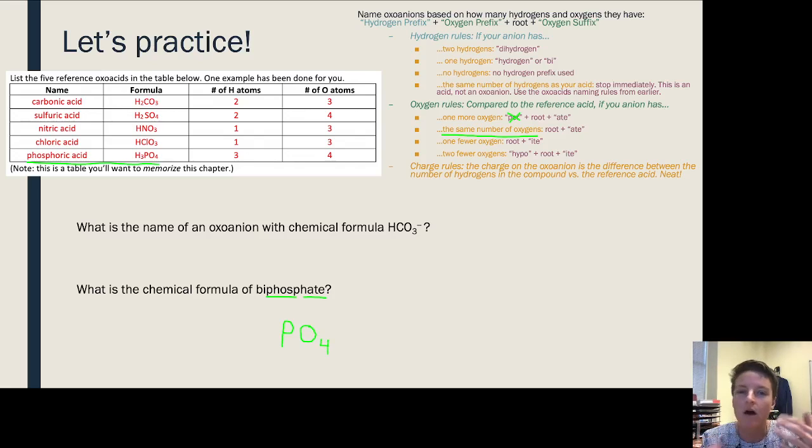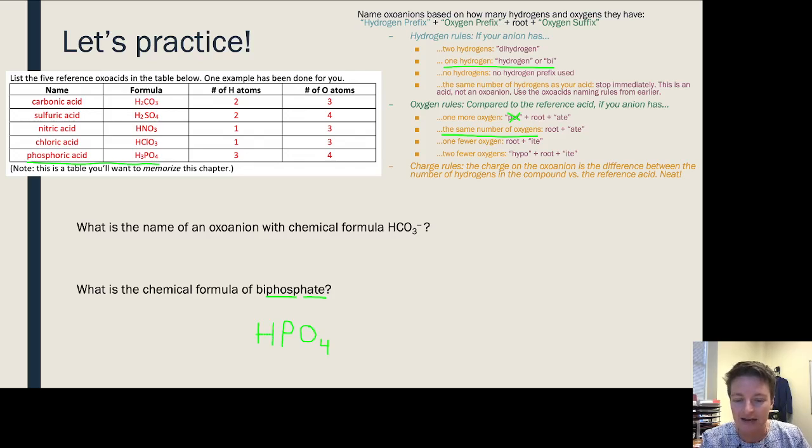Again, that's because all of my naming rules are with respect to these reference acids. So I figured out the number of oxygens. I also now need to figure out the number of hydrogens, and I see that the prefix bi tells me that I need a compound with 1 hydrogen.